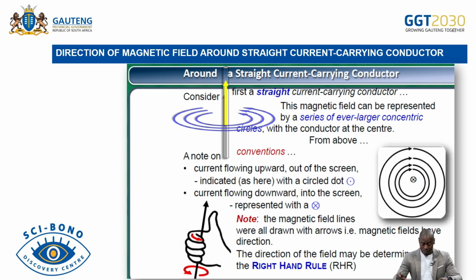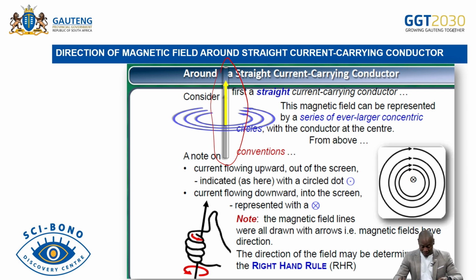For example, here, when you look at this, a straight conductor, right? So there's current flowing through this straight conductor, okay? As long as there's current flowing through that straight conductor, you should know that there is a magnetic field around it. So around a straight current carrying conductor, there is a magnetic field.